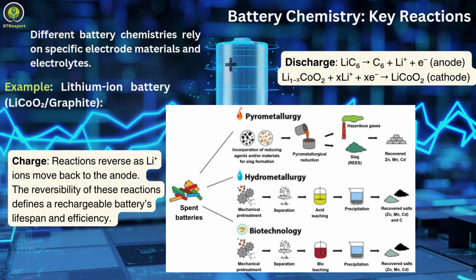Now, looking at the processing of spent batteries, it involves several steps such as mechanical pretreatment and acid leaching. These processes help in the recovery of valuable materials like zinc, manganese, and cadmium. It's important to note that during these processes, careful handling is required to manage hazardous gases and ensure environmental safety. Understanding these reactions and processes helps us appreciate the complexities behind the simple act of charging our devices.